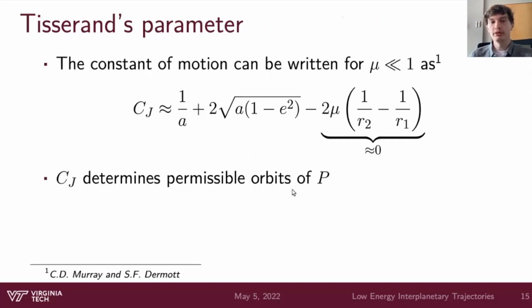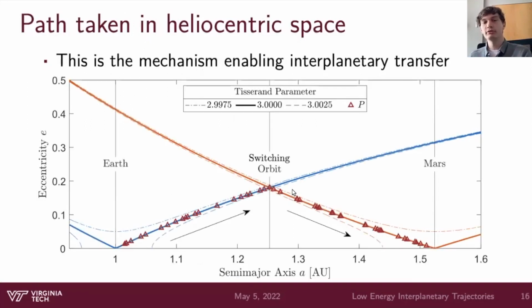So with the approximated Hamiltonian also comes an approximate constant of motion. We call this the Tisserand parameter, and it takes the following expression, and in particular, it's useful because it takes the Jacobi constant and expresses it in terms of orbital elements. So we're going to use the same symbol for the Jacobi constant and the Tisserand parameter because for our purposes, we're going to say that they're the same. And like the Jacobi constant, which determined the forbidden realm and permissible regions of motion, the Tisserand parameter determines permissible orbits of P.